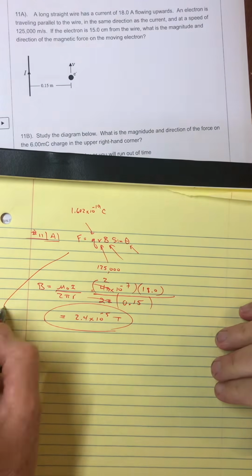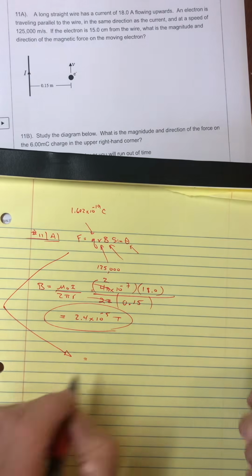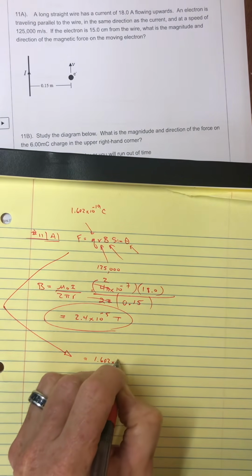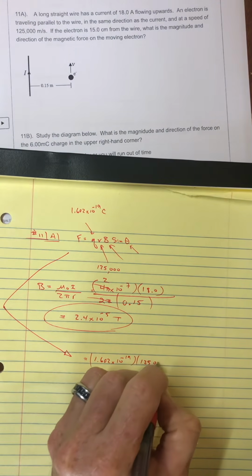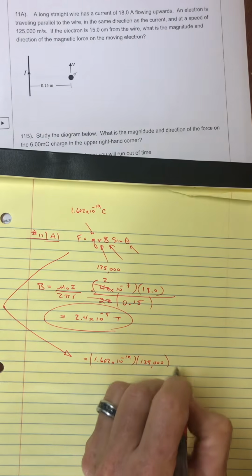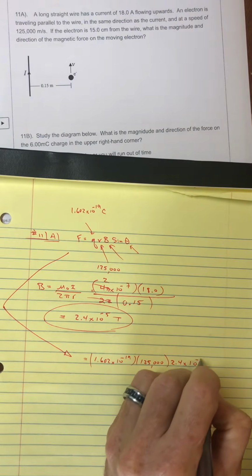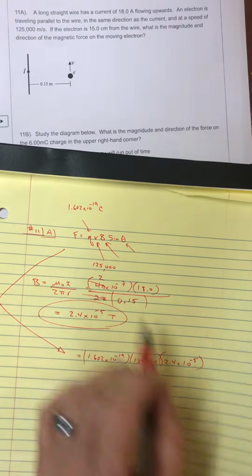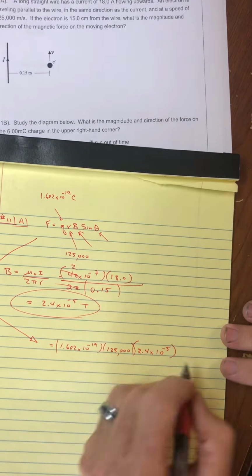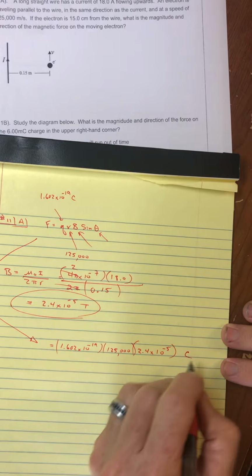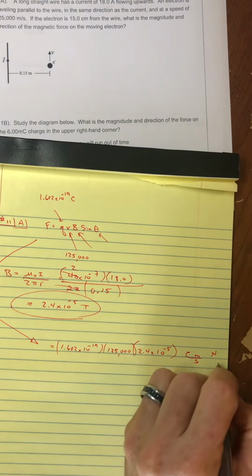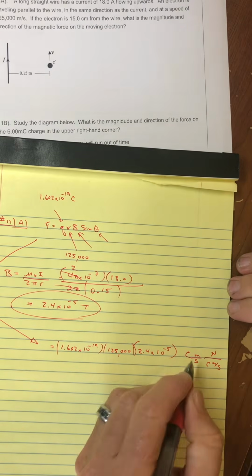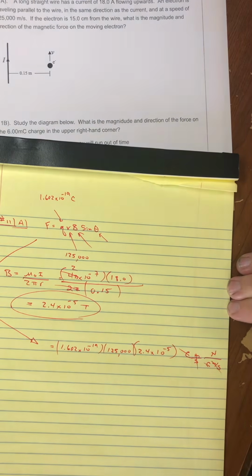And let me start putting these in. 1.602 times 10 to the minus 19, 125,000, and 2.4 times 10 to the minus 5. Let me put all the units together here on the edge. So the first one is units of coulombs. The next one is meters per second. The next one is a tesla, which we can write as a newton per coulomb per meter per second. So coulombs cancel and meters per second cancel, and we're left with newtons.